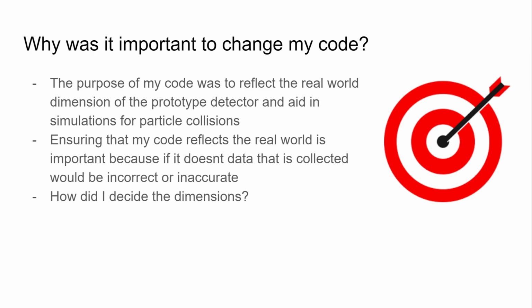And so why was it important for me to change my code? The purpose of my code was to reflect real world dimensions of the prototype detector and aid in simulations for particle collisions. If my code was acting as though it was version 1, we would not be able to see that, as it would not be reflecting the real world detector and how the detector looked in real life. In version 2, we fixed that problem, where it does look like the full prototype detector in real life.